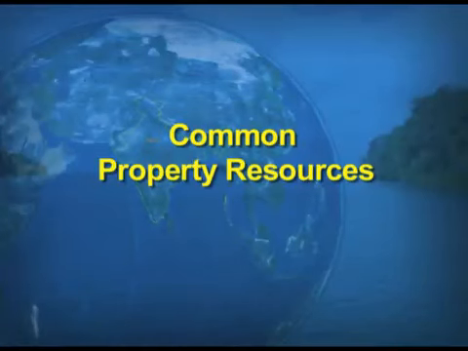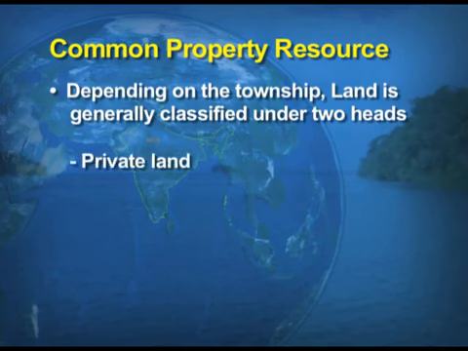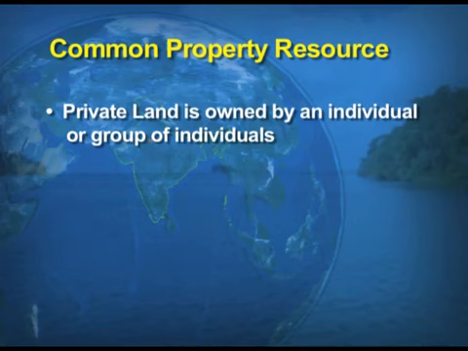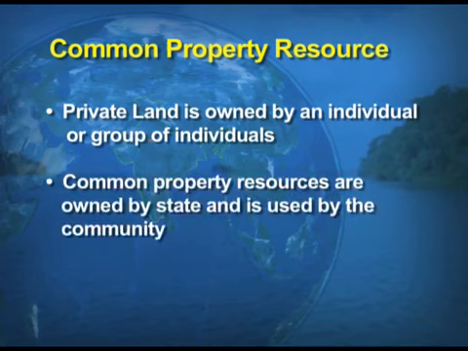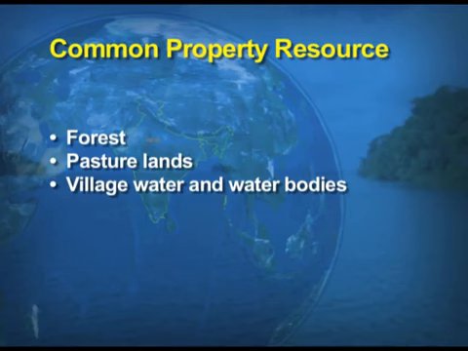What are common property resources? Resources we divide under two heads, private and common property resources. Private resources are owned by an individual or a group of individuals, and the common property resources are owned by the state and used by the community. The examples are forest land, pasture land, village water and water bodies, etc.